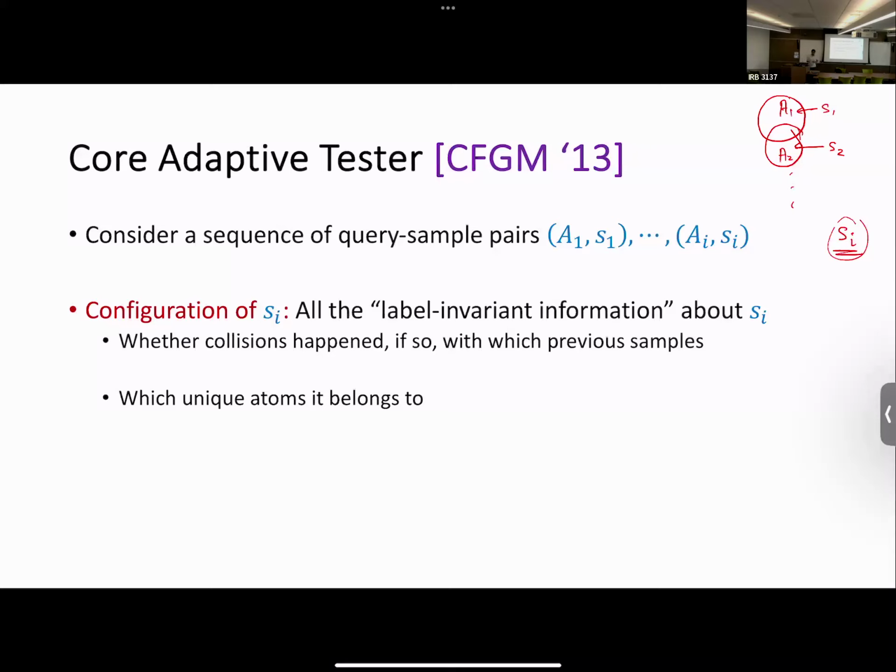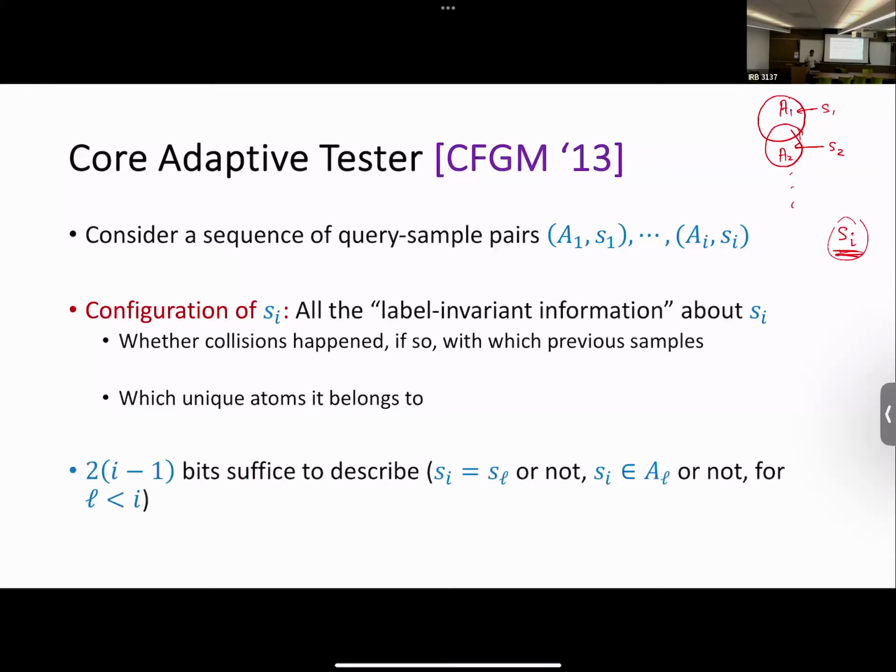And the second piece of information is whether this Si has a collision. What do I mean by collision? Whether at this particular step, the sample I get is one I have already seen in the earlier steps or not. And if so, which of the previous samples is the same as this particular sample. This is what we call the configuration of Si.